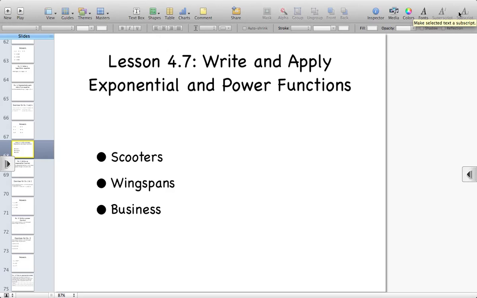All right, in your textbook, you'll see some examples on word problems dealing with scooters, wingspan, scooter speed, I think it is, wingspans, and business applications. Some of these word problems we're going to need to work through as a class. I'll give you an example when we meet next as an entire group.